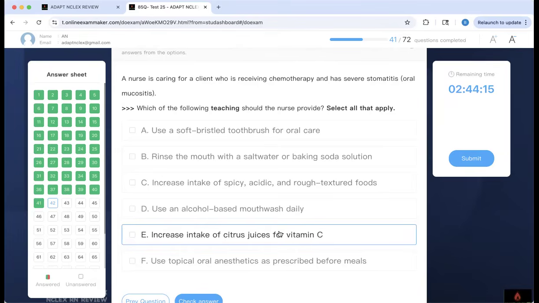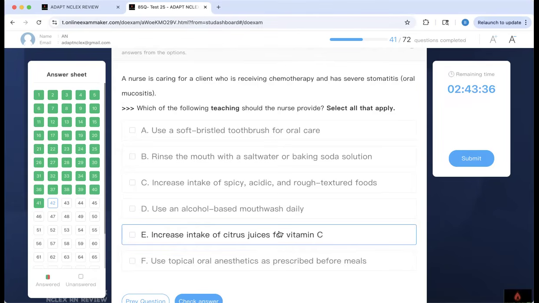Rinse the mouth with salt water or baking soda solution. Increase intake of spicy, acidic, and rough textured food. Use alcohol-based mouthwash daily. Increase intake of citrus juice. And use topical oral anesthetic as prescribed before meals. What do you think? You don't have to pick everything. Once again, I keep emphasizing, select those that you're 100% confident.